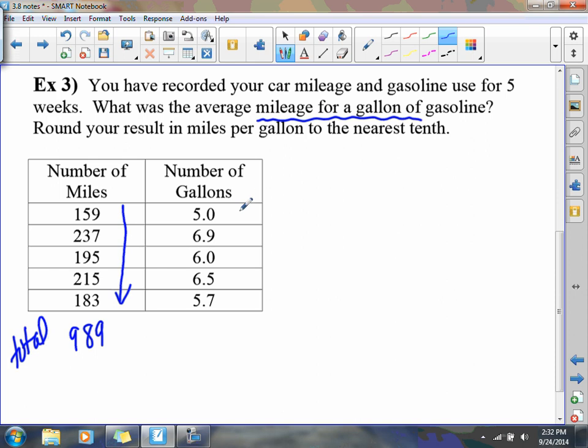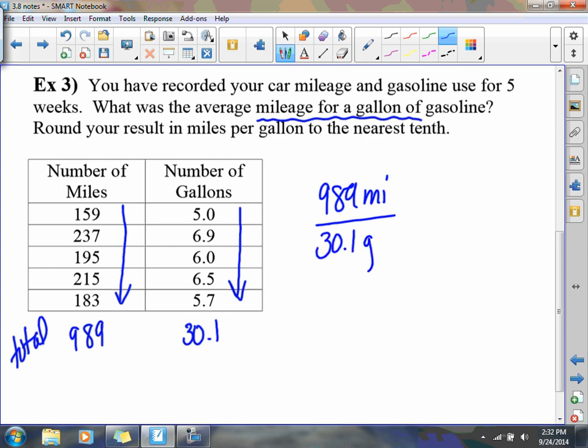And I need to do the same thing here for the number of gallons. I need to add all these up. And when I do that, I'll have 30.1 gallons that I used in those 5 weeks. So now I can figure out the miles per gallon for that whole time span. So I went 989 miles and I used 30.1 gallons in order to do that. And now I would want to divide.